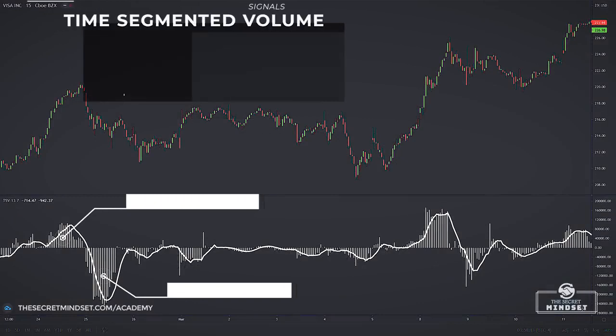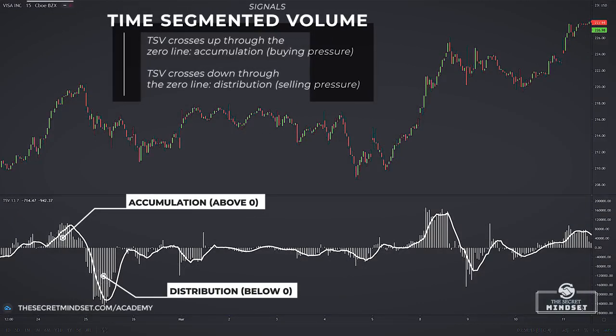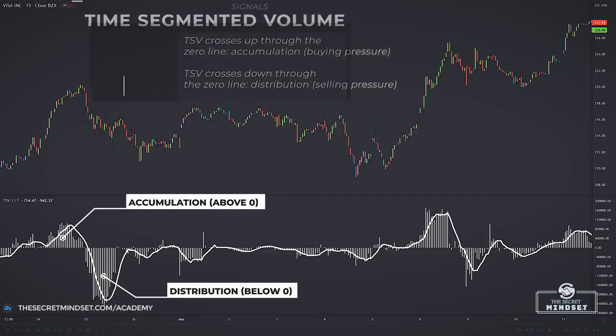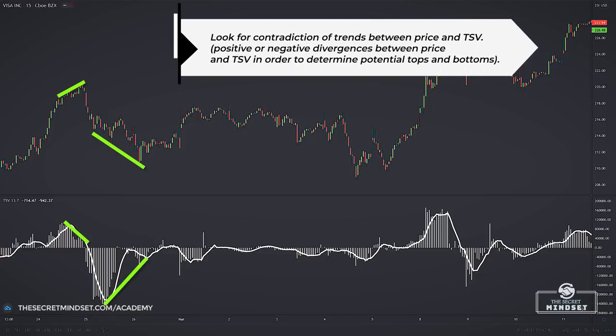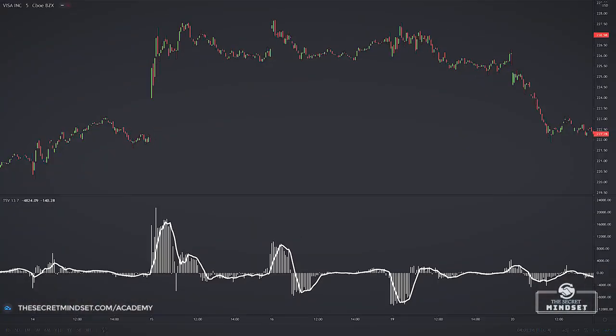When TSV crosses up through the zero line, it signals positive accumulation or buying pressure. This action is considered bullish. Conversely, when TSV crosses below the zero line, it indicates distribution or selling pressure, which typically precedes a move down in price. An important aspect to look for when reading the TSV is a contradiction of trends between price and TSV. Look for positive or negative divergences between price and TSV in order to determine potential tops and bottoms. Several consecutive divergences increase the reliability factor in trying to pinpoint price reversals.